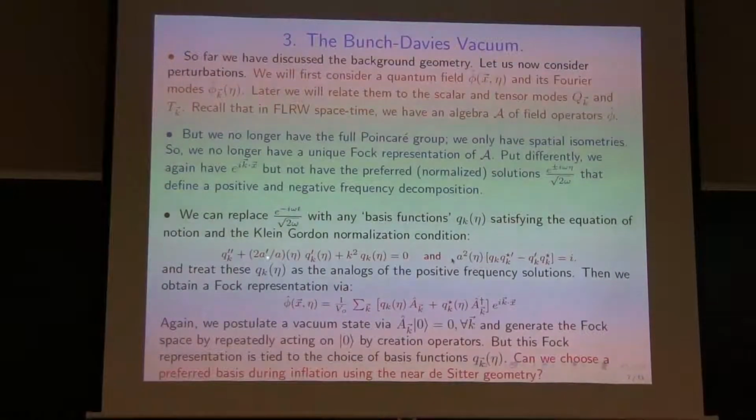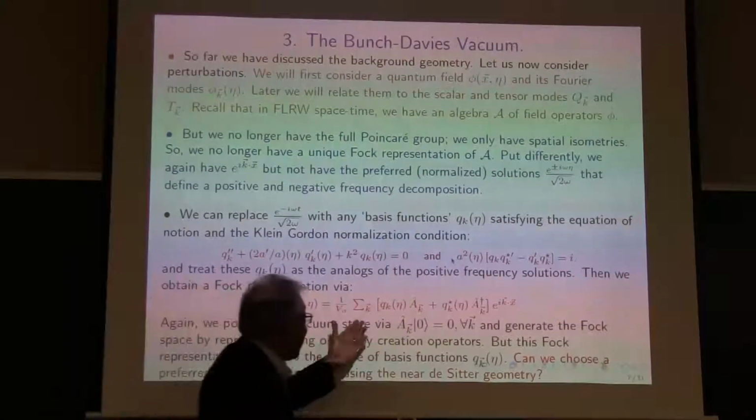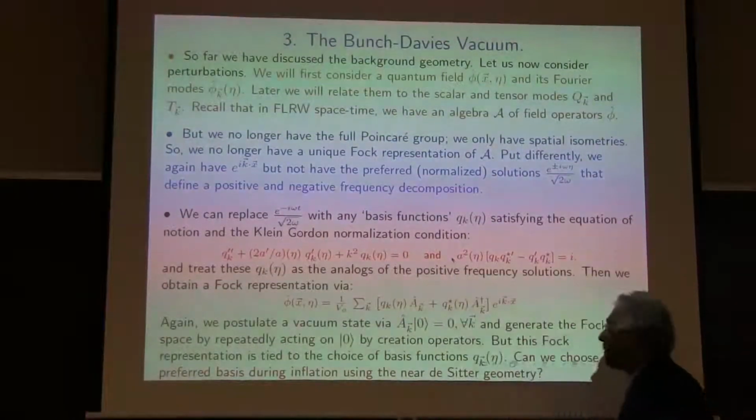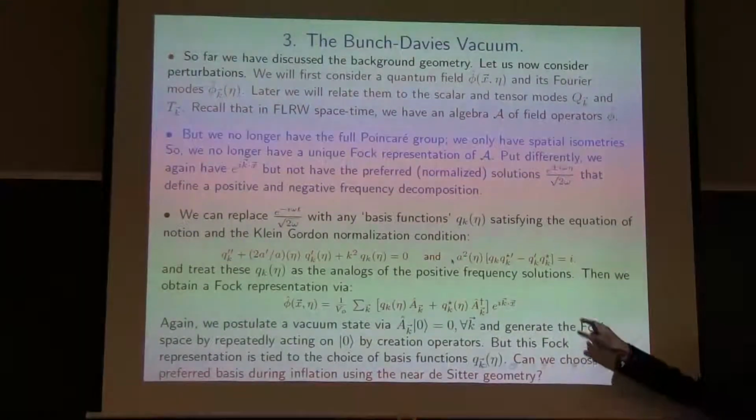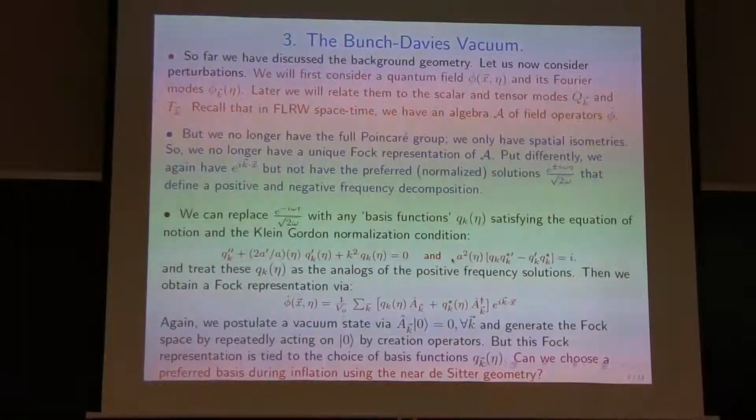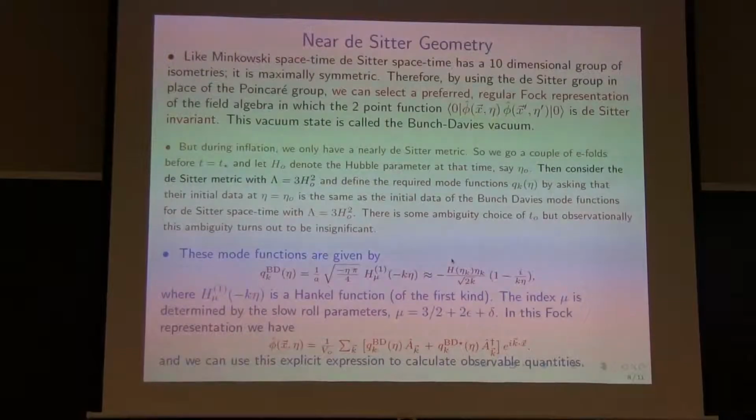And then if you can choose any basis like that, as we saw last time, then we can expand out the field operator in terms of the basis. These are generalizations of positive frequency modes times creation operators, and generalizations of negative frequency modes times the annihilation operator. And again, we postulate a vacuum, which is annihilated by the annihilation operators, and we construct a Fock space, and thus we have a representation, as we saw in detail last time.